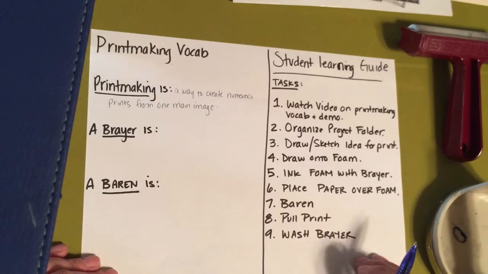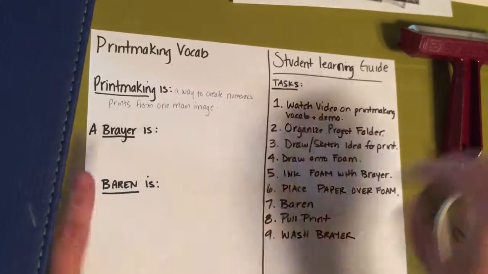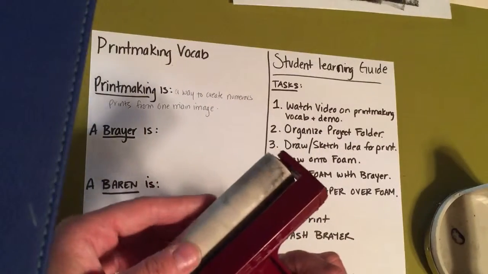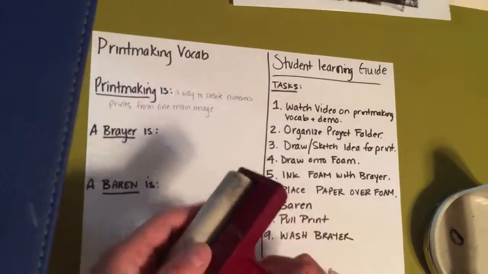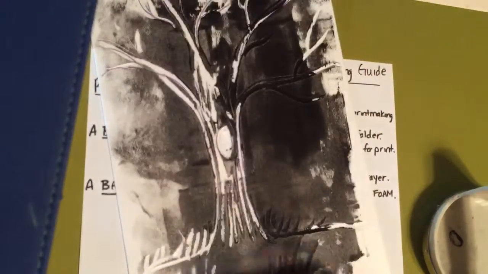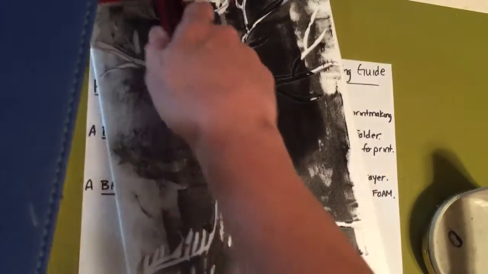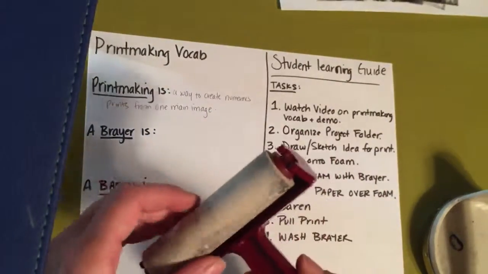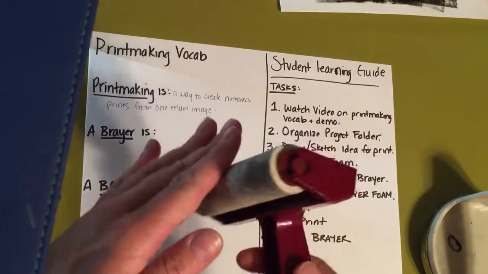The next vocab term is we have a brayer. I refer to this as a roller or brayer. This is how you apply the ink to the plate. This is the printing plate. You will just roll ink, sort of like a rolling pin, and that's its main focus. It has a little rolling action here.